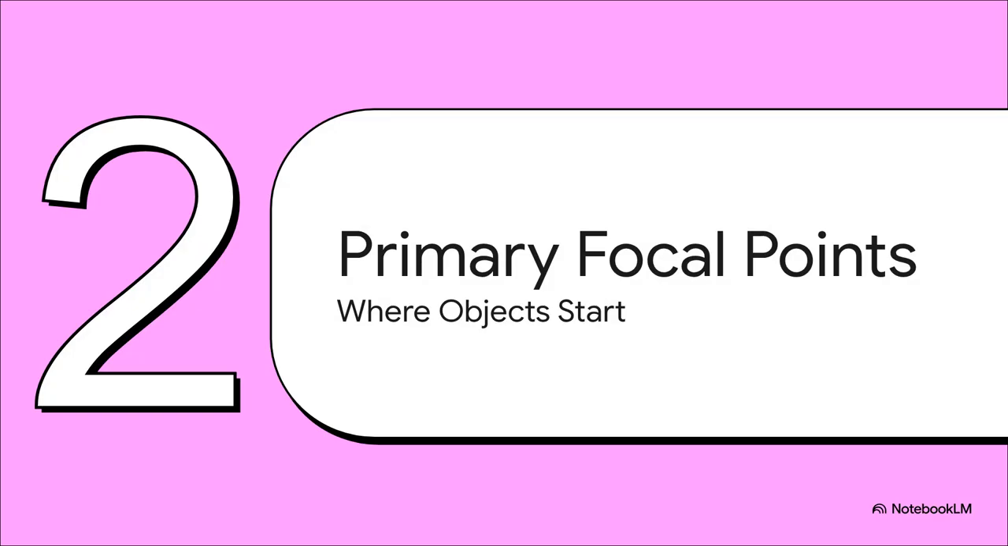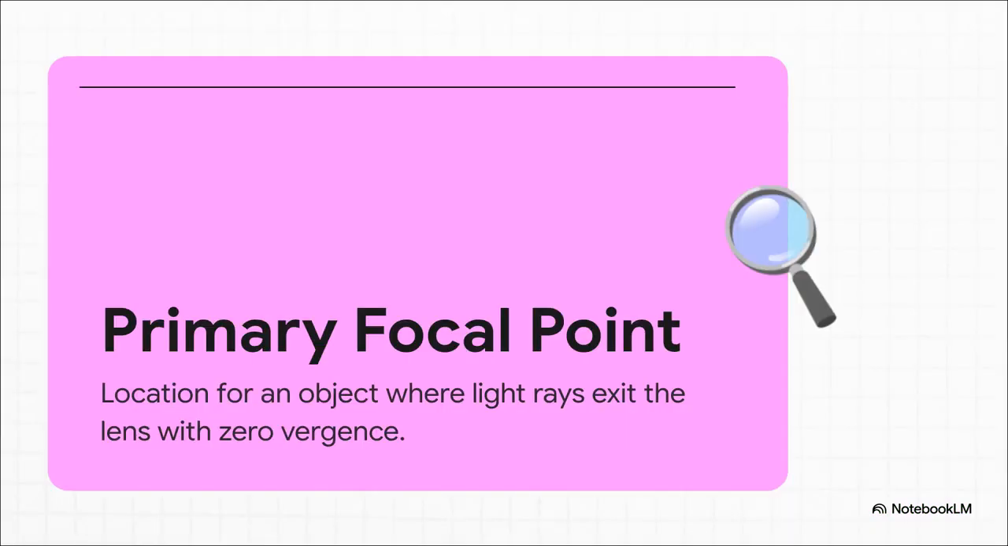Okay, moving on to Section 2, primary focal points. So what exactly is a primary focal point? By definition, it's the specific location where an object can be placed so its light rays exit the lens with zero vergence, meaning they leave completely parallel, heading off to infinity. And here is a huge OCAP pearl, so highlight this in your minds right now. The primary focal point is fundamentally an object location.